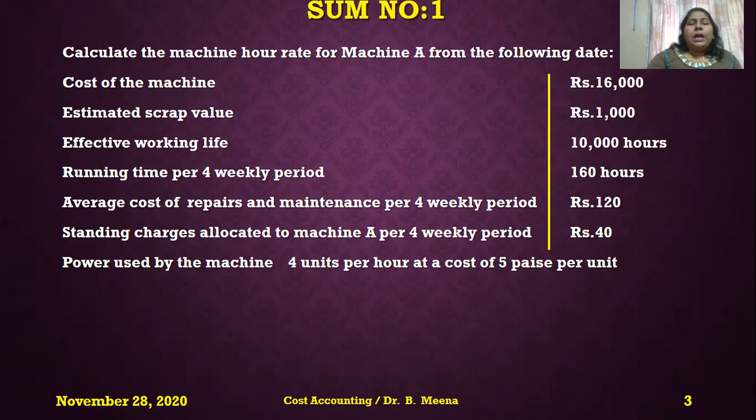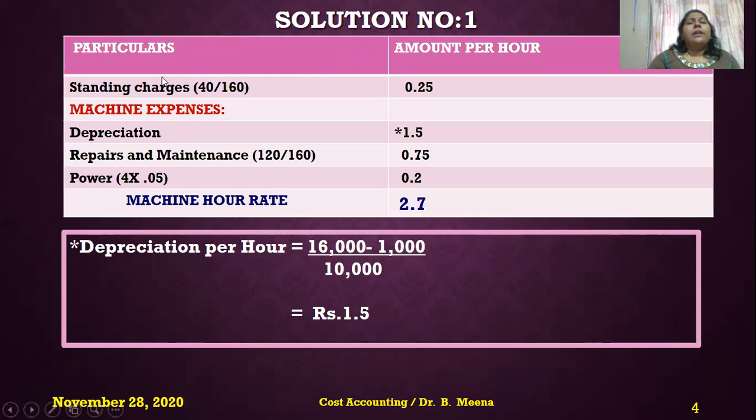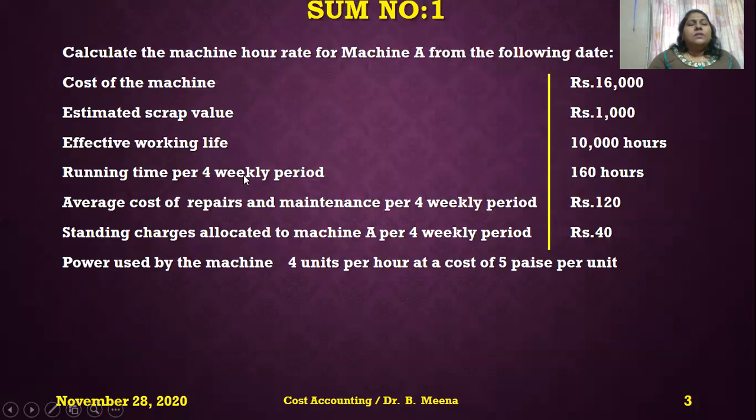Then as usual, I can put the format for calculation of machine hour rate by having these two columns, particulars and amount per hour. Under particulars, I'll write the first item as standing charges. In this problem, standing charges is given directly without splitting the expenses. The standing charges is given for 4 weeks. The 40 rupees is for 4 weeks. I want to convert it for 1 hour. For that only this information is given.